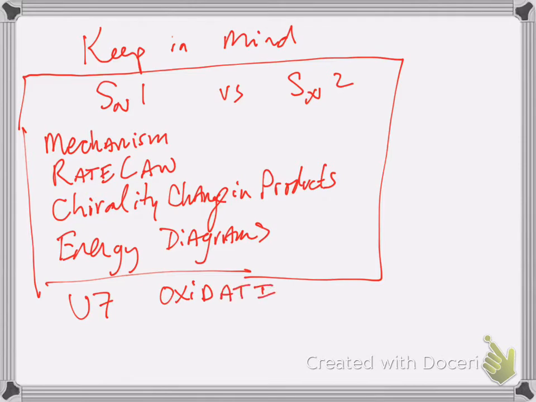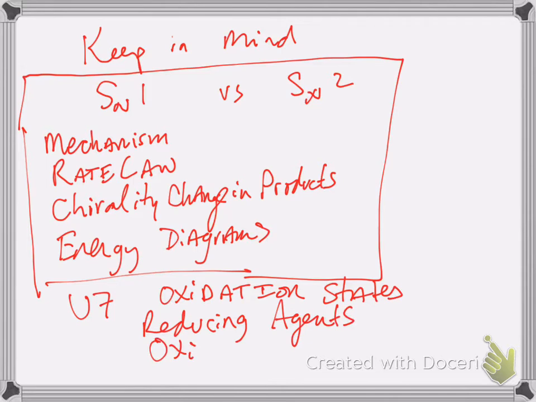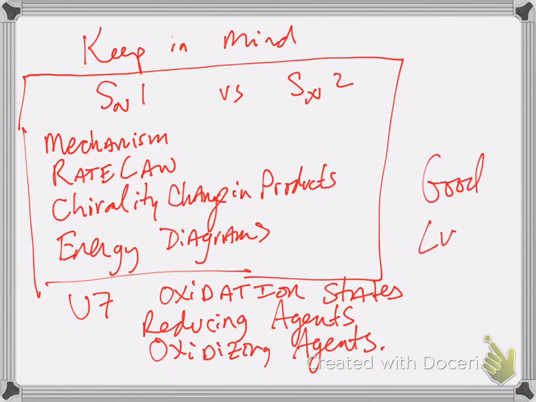Unit 7 was about oxidation states, and so you just want to make sure that you can clearly identify all oxidation states of all molecules. You can identify what's being a reducing agent, what's being an oxidizing agent. If you can take this quiz and get 100%, you are well on your way to doing well on exam 4. Good luck, everyone.